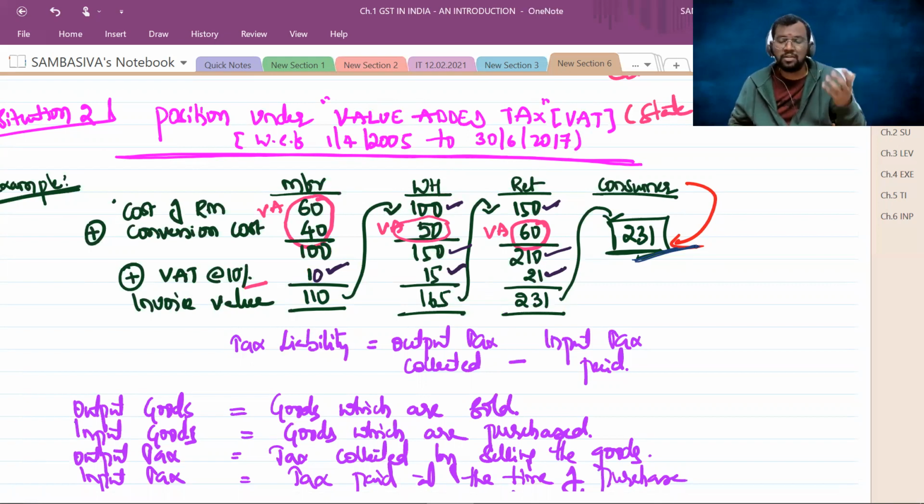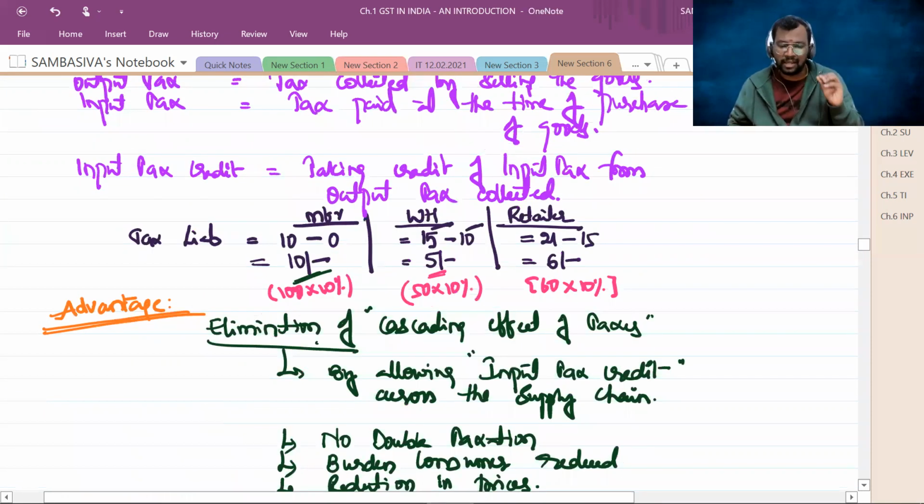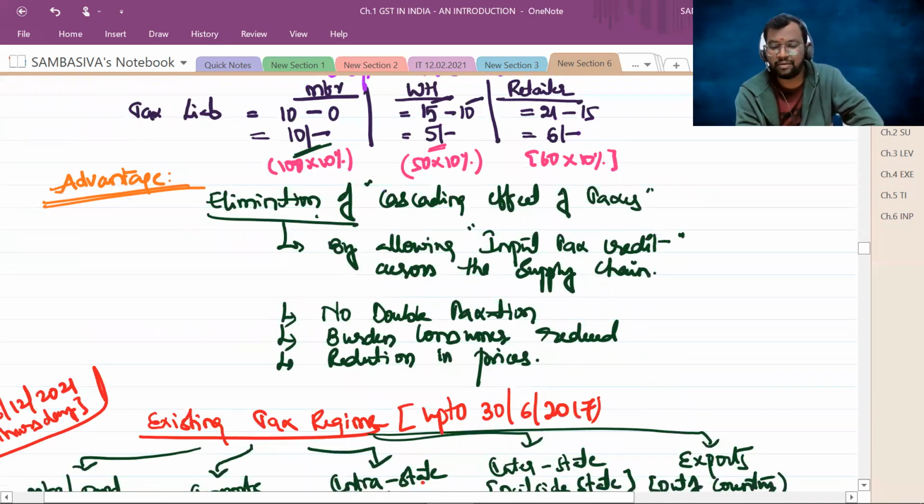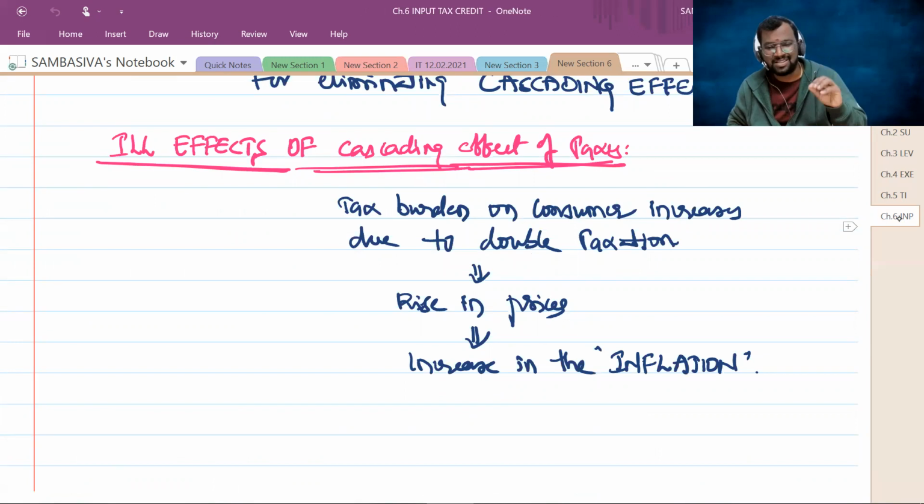So inflation will also be reduced to a great extent. These are all the advantages we are getting because of allowing the input tax credit. Clear, sir? We have already learned that in the first chapter itself. Input tax credit is nothing but taking the credit of input tax from output taxes collected. Advantages: elimination of cascading effect of taxes by allowing the input tax credit across the supply chain, no double taxation, burden on consumer reduced, and reduction in prices. So about the input tax credit, we have already learned in the first chapter itself.